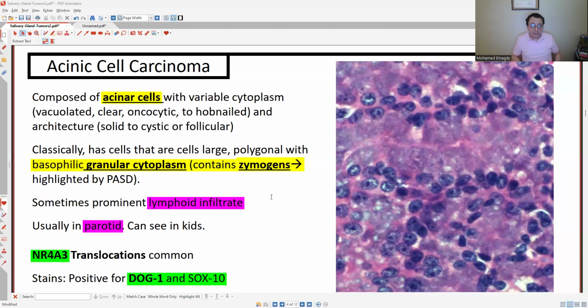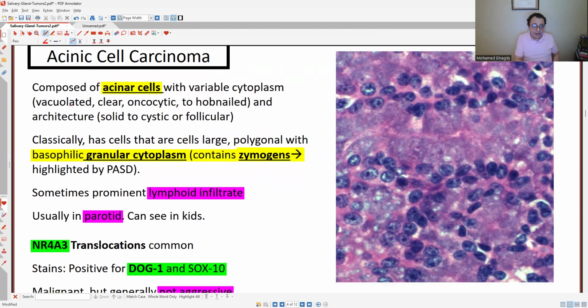Lastly, the acinic cell carcinoma, as I mentioned. And as you see, I highlighted all the information. So the key microscopic feature here is seeing the acinar cells. And to say that these are acinar cells, you need to see the zymogen granules. Please memorize this like your name. That's by heart.